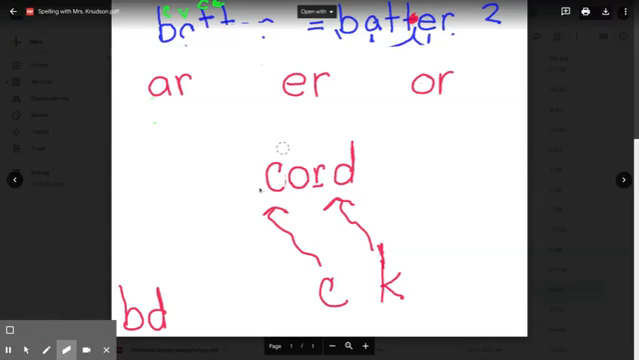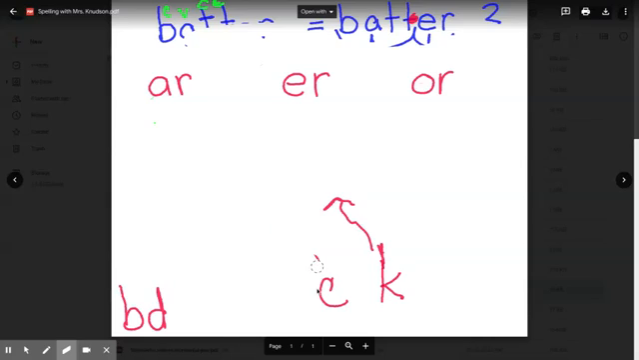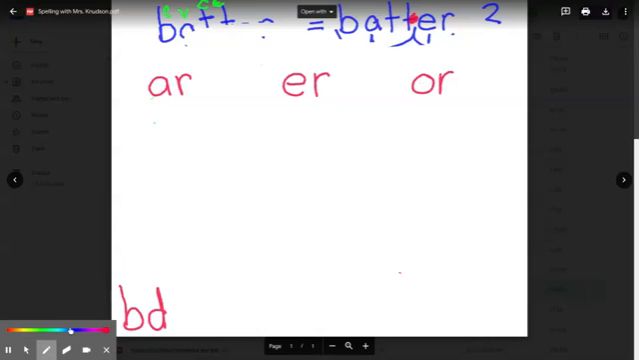Okay, we're going to start a new series. So erase your board too. All right, here we go. We are doing ER and ER on this one. So we're going to start with the word perk.